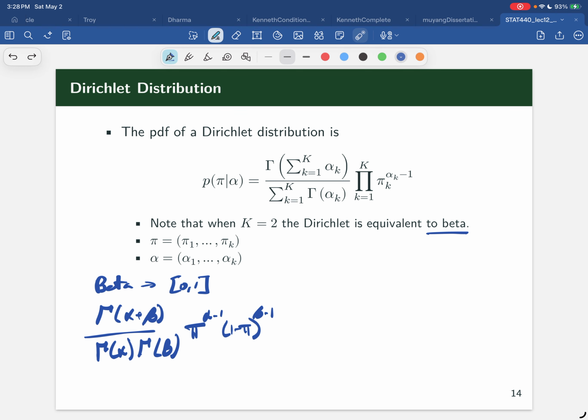We will want to think of this as the kernel. Of course, the stuff out front is just a normalizing constant, and so when we go to look at the posteriors, we will probably disregard that and just focus on the kernel.